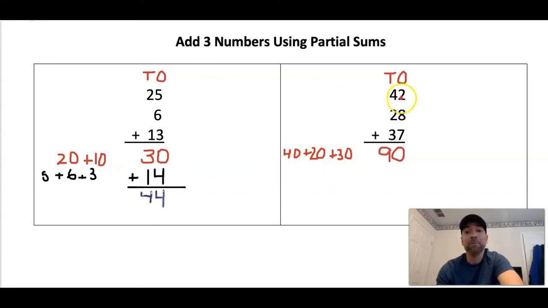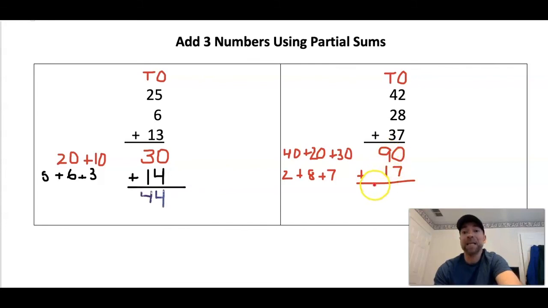I have 2 plus 8 plus 7. And I want to check to see if I have a friend of 10. And I do. 2 plus 8 is 10. 10 plus 7 is 17. So I have 90 plus 17. My answer is going to be 107. Woo! Awesome job. We can now add three numbers.